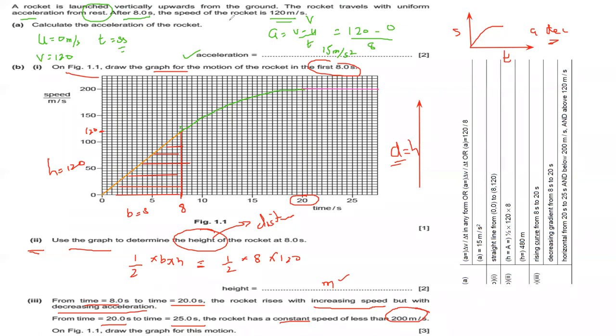So in the first part, it was constant acceleration. This part is decreasing acceleration, and this part is zero acceleration or constant speed.